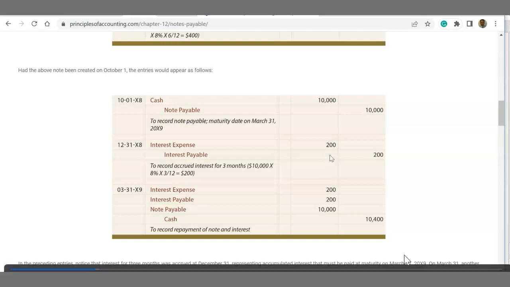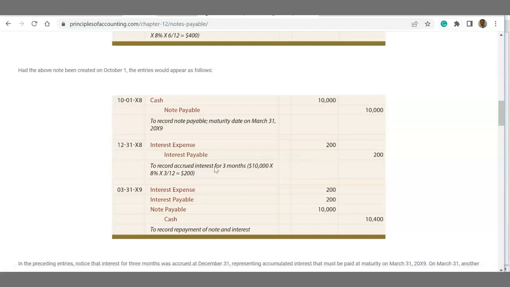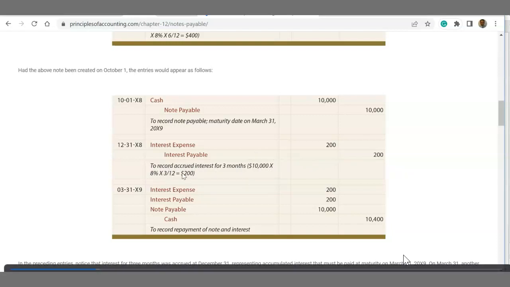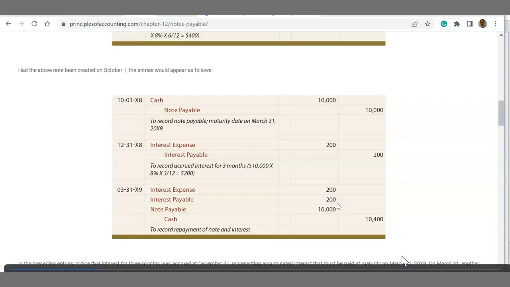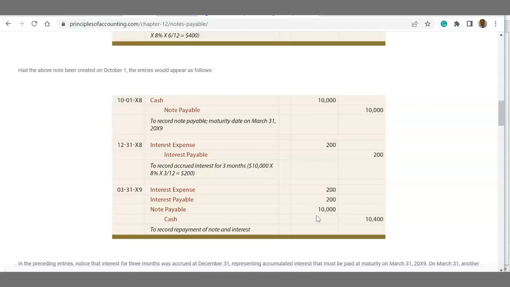So far, so good. And this is how you do it. 10,000 times 8% times 3 months out of 12. However, 3 months forward, at the end of March of 2019, let's say, in that case, we have another 3 months of interest to record for January, February, and March. We have the 3 months interest liability to close, which is a debit. We need to close the note payable, which is also a debit, and write a check for $10,400.